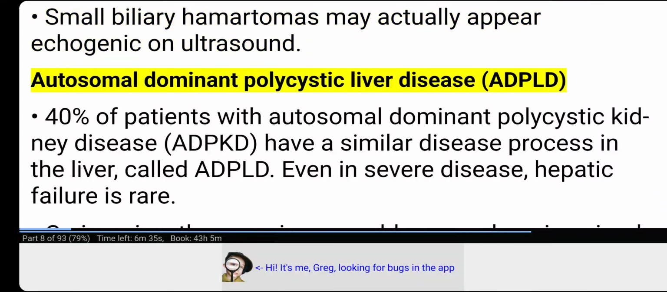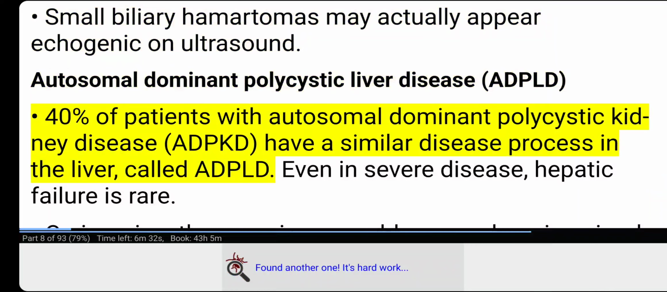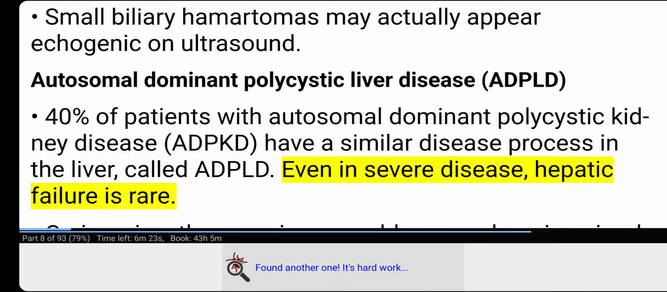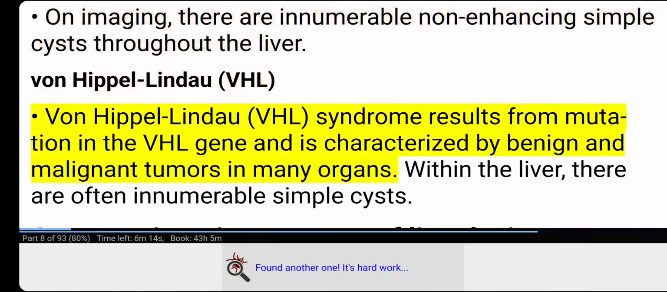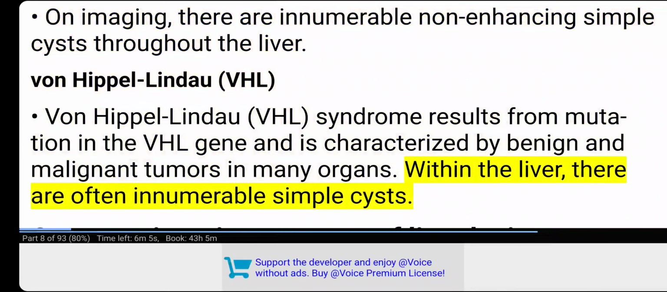Autosomal dominant polycystic liver disease (ADPLD). 40% of patients with autosomal dominant polycystic kidney disease (ADPKD) have a similar disease process in the liver, called ADPLD. Even in severe disease, hepatic failure is rare. On imaging, there are innumerable non-enhancing simple cysts throughout the liver. Von Hippel-Lindau (VHL) syndrome results from mutation in the VHL gene and is characterized by benign and malignant tumors in many organs. Within the liver, there are often innumerable simple cysts.